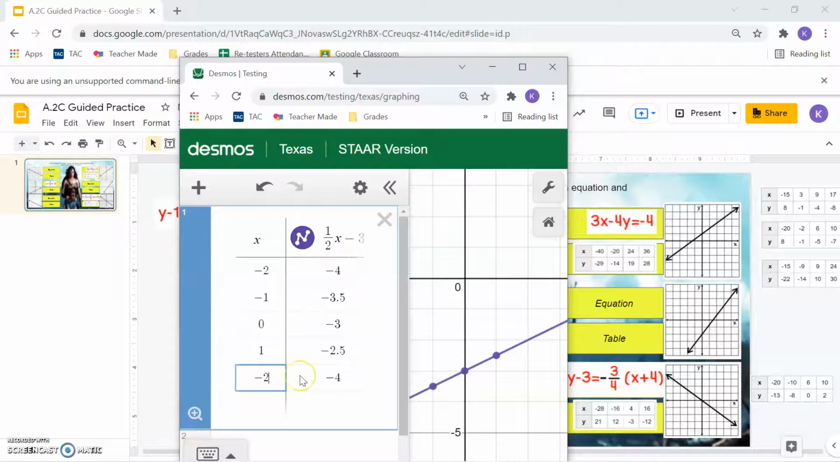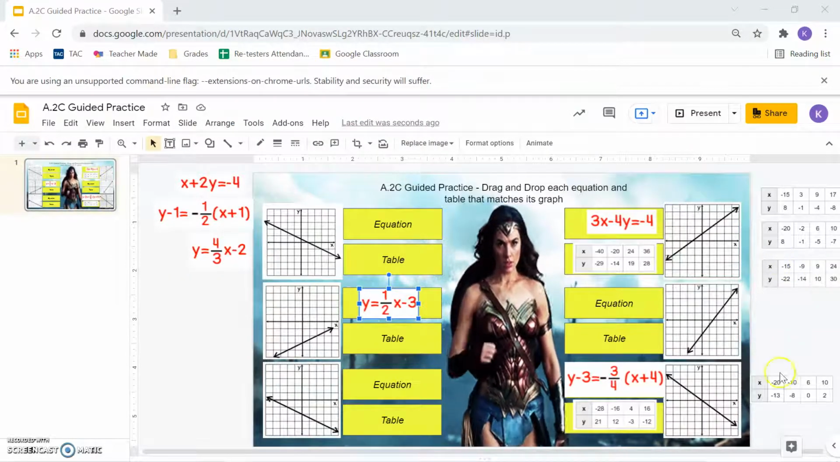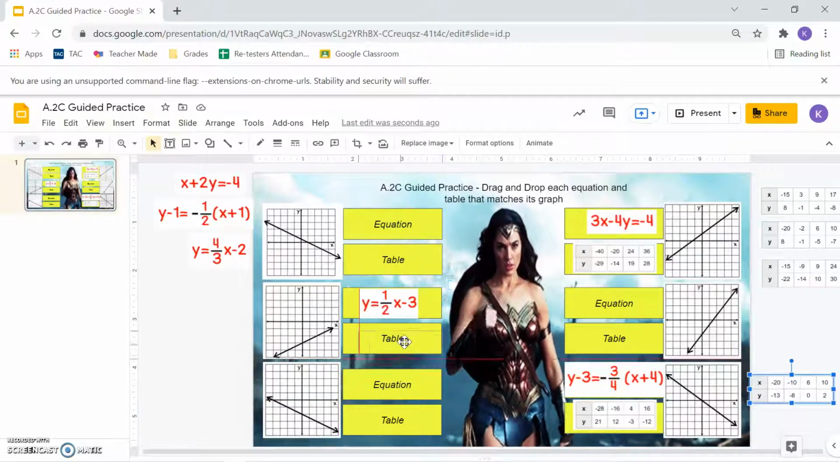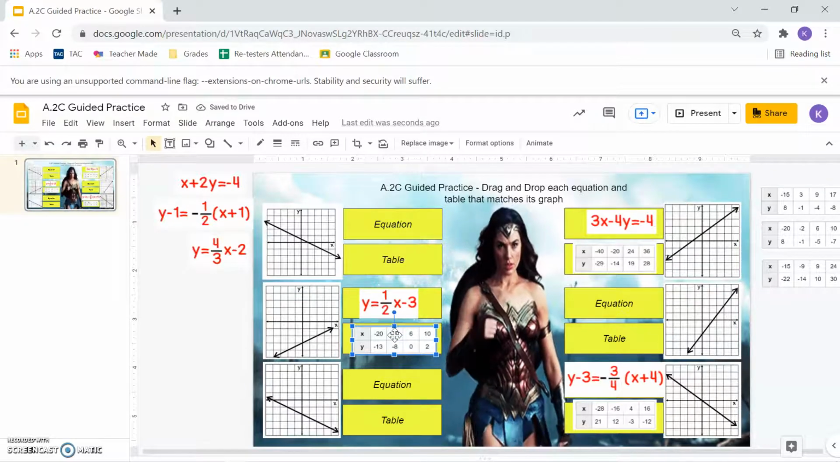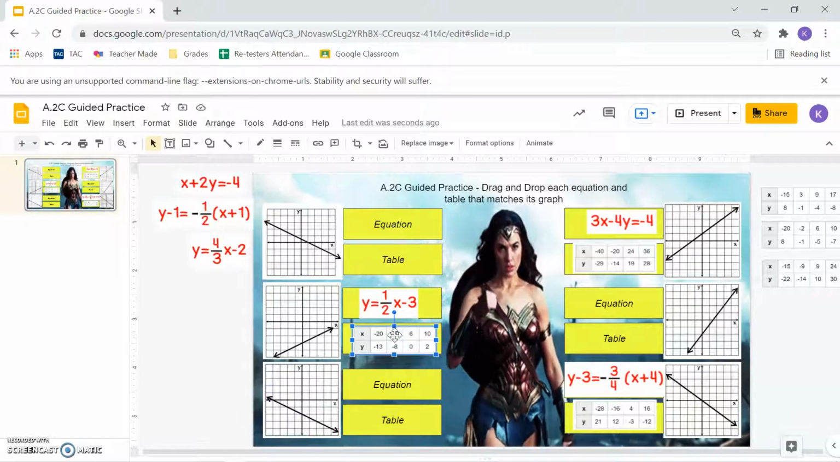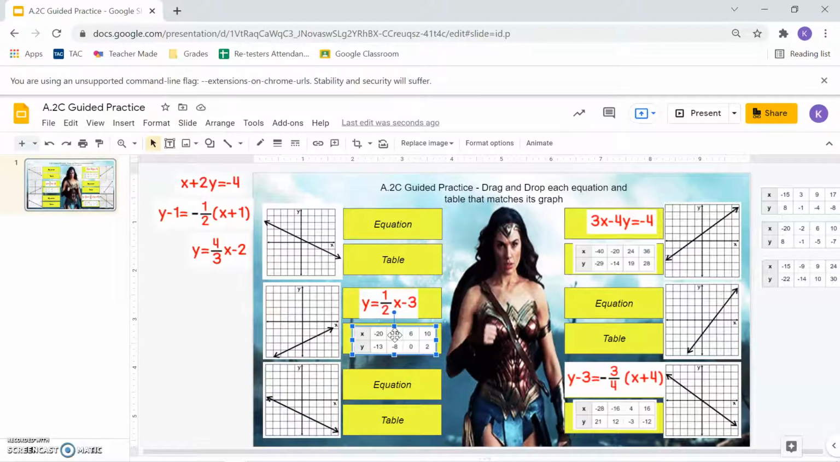Let me try the negative 10. It's negative 8. Yes. How about the 6? 0. Yes. And how about the 10? A 2. 10. It is a 2. So I'm going to get this one and drag it here where it says table. Now you are going to complete the next 3 on your own. Try it out, so that you can practice on this.